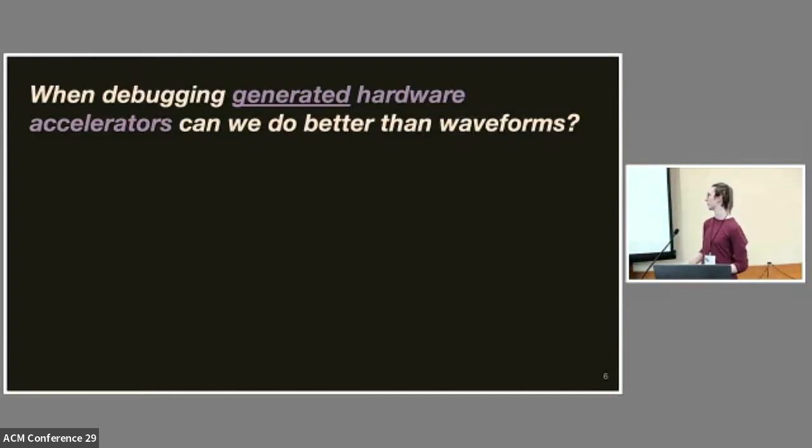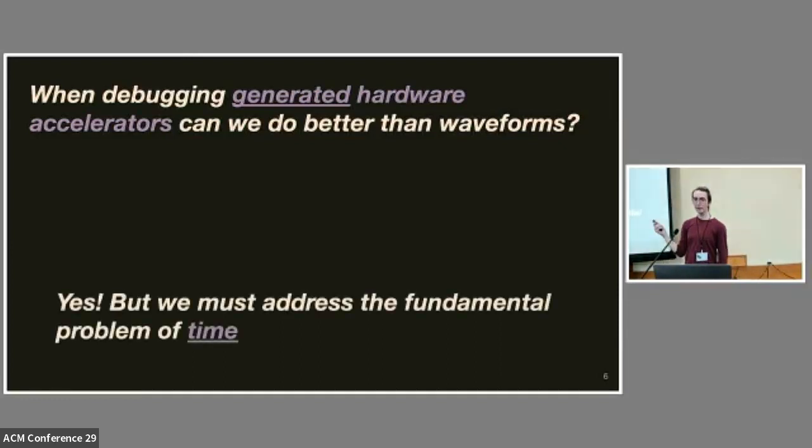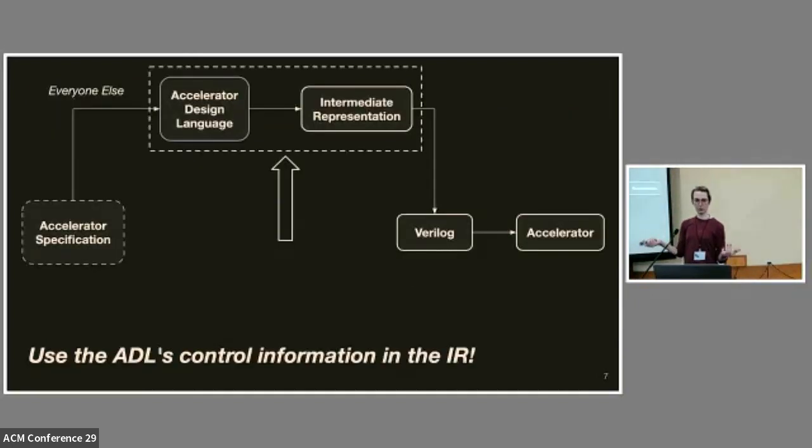being really difficult. And so, of course, I'm going to contend that, yes, I think we can do better, but to do that, we really need to address this fundamental problem of time. Clock cycles are far too fine-grained for us to meaningfully map back to our surface program. So we need something a bit coarser. And our solution to that is really to look at the application or accelerator design language and its intermediate representation.